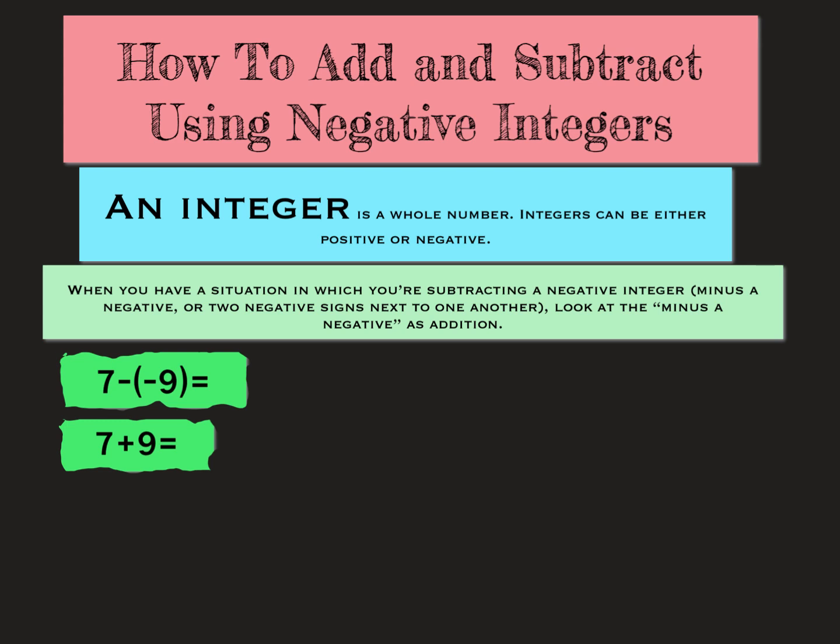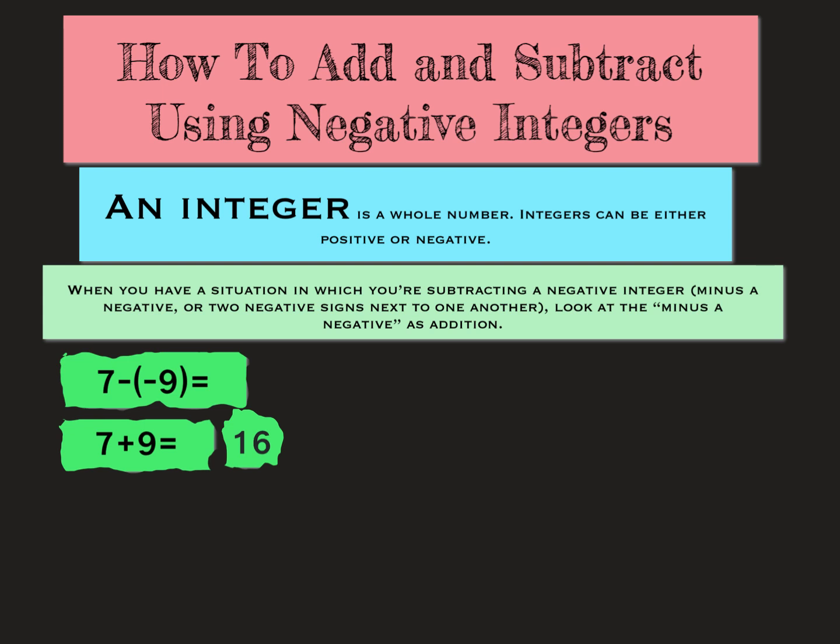7 minus negative 9, I'm sorry, is the same thing as 7 plus 9. All right. Minus a negative is the same thing as saying plus. And what is 7 plus 9? Well, 7 plus 9 is 16.